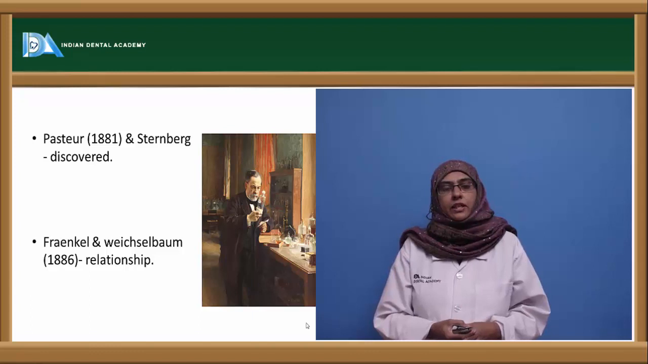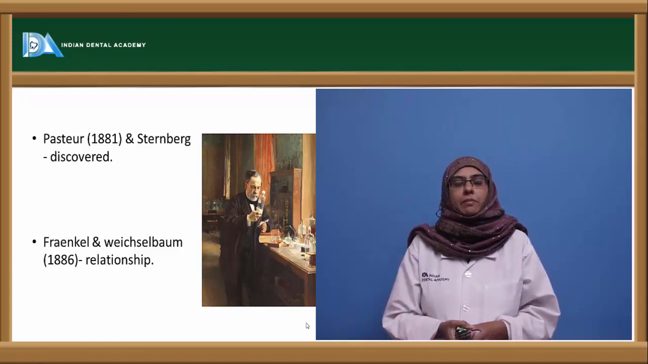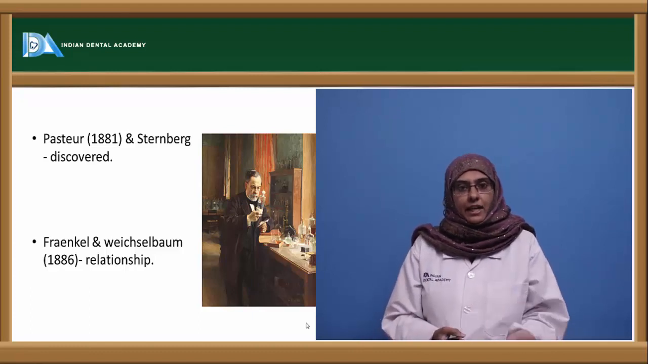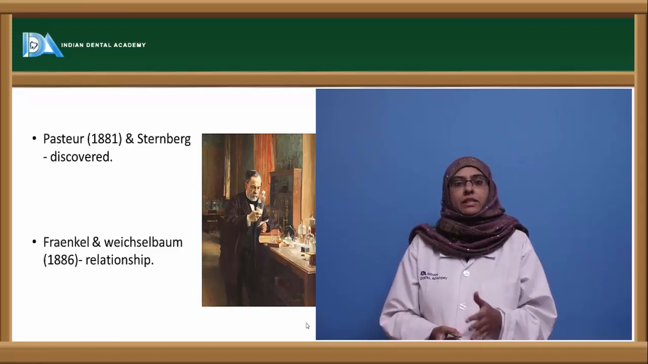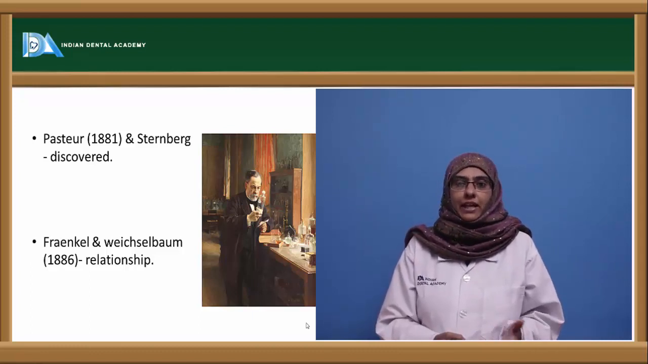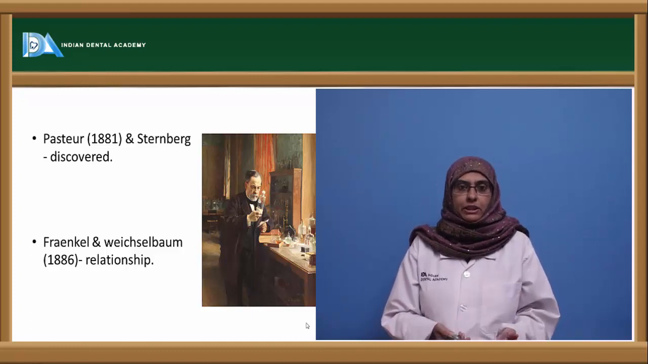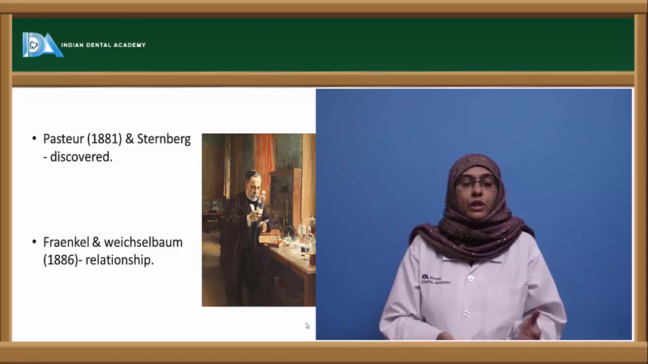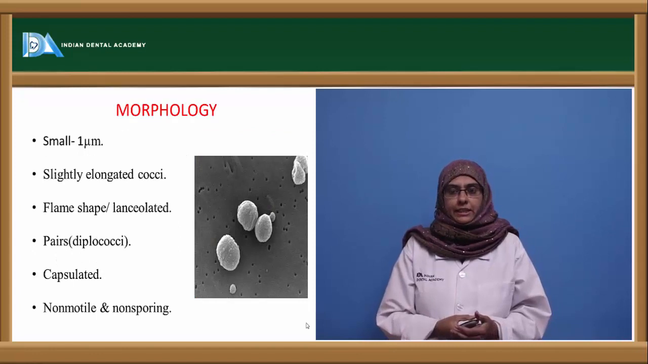Now coming to the history, this organism, the pneumococcus, was discovered independently by Pasteur and Sternberg in 1881, and the relationship of this organism with pneumonia was established by two scientists, Frankel and Weichselbaum, in 1886. That is, the pathogenesis of this organism is associated with the polysaccharide capsule. So this was demonstrated by Frankel and Weichselbaum in 1886.